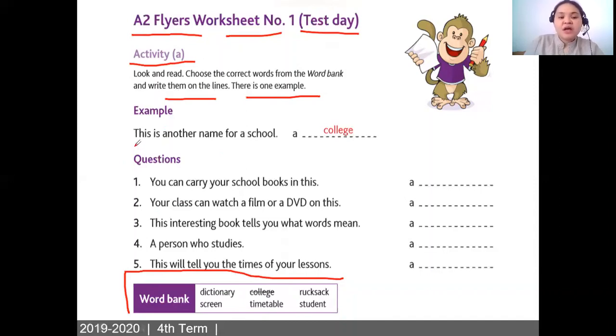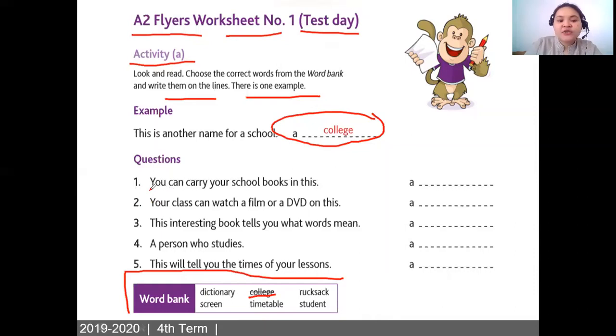So let's have the example. Let's read it. This is another name for a school. So how do you call it? So we have a college. Yeah, so here, there's the word college. When you say college, after you're done with your secondary, you can move up to college schooling after your 12th grade or 11th grade. Okay, so let's practice.